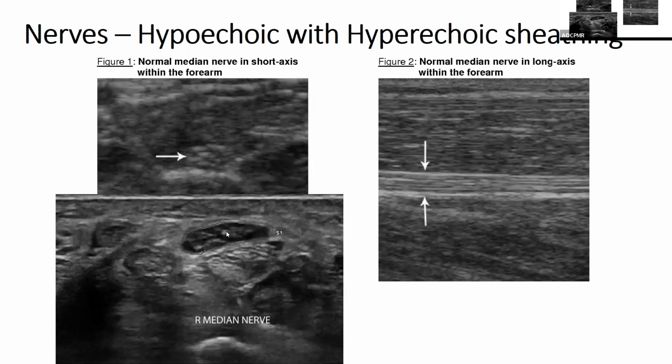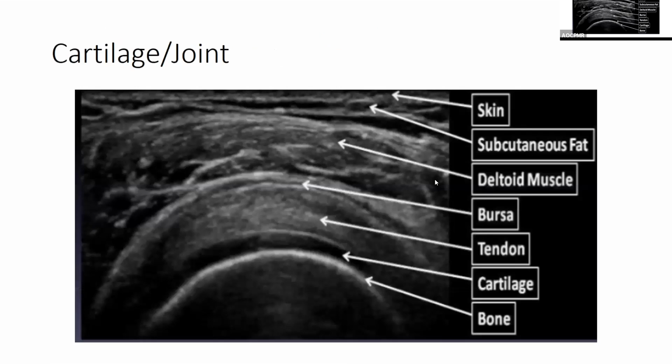They're probably one of the most difficult structures to view on ultrasound. In long axis, they have this tram track-like appearance. It's brighter on the top and the bottom. That's part of the epineurium that you can see.